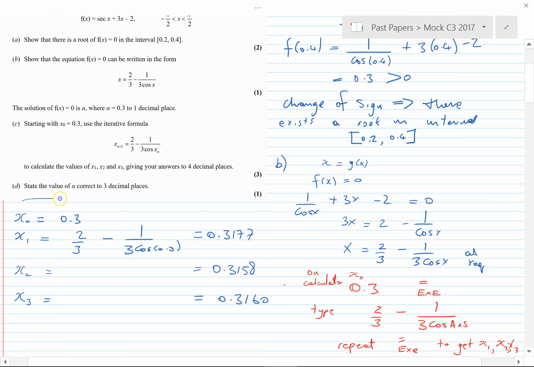It says state the value of alpha correct to 3 decimal places. So obviously this to 3 decimal places is 0.316. Okay, so nice easy first question. Let's have a look at the second question.